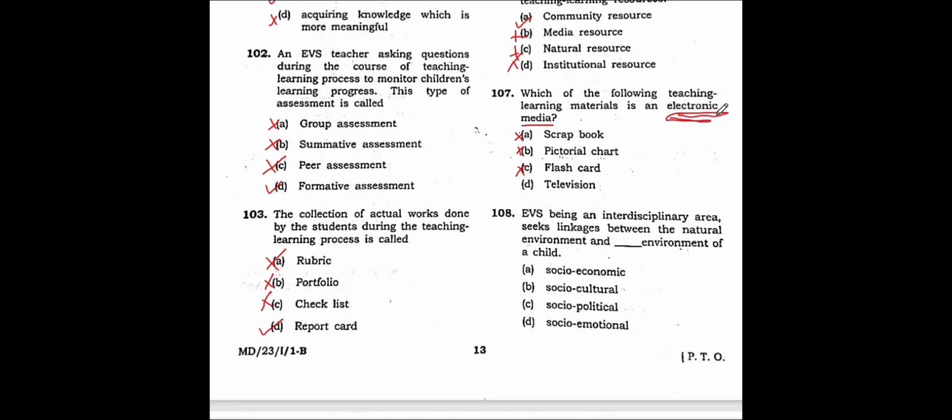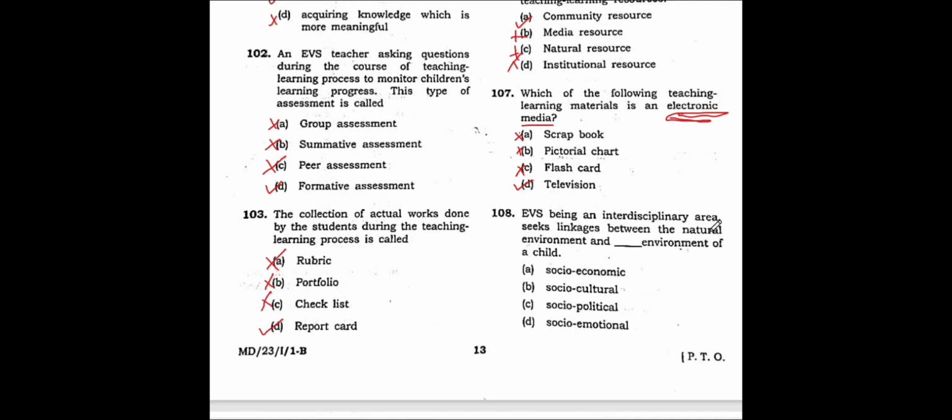Electronic media means where the electrons will flow, which will require electricity, or which will be digital. So of course we know that we have television here, the odd one out, so this is your correct option. So you will choose television. Now let's go to question number 108.